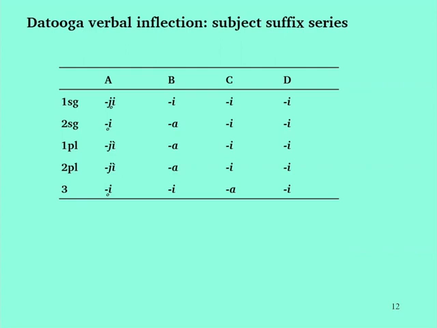Series C now presents a differentiation by two distinct suffixes, but in contrast to B, it allows for a syncretism of all first and second persons in the form E, and only the third person is singled out by a distinct suffix A. And series D finally presents an image of total neutralization of all person contrasts in a single suffix.